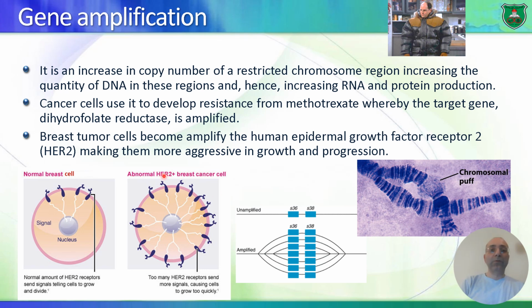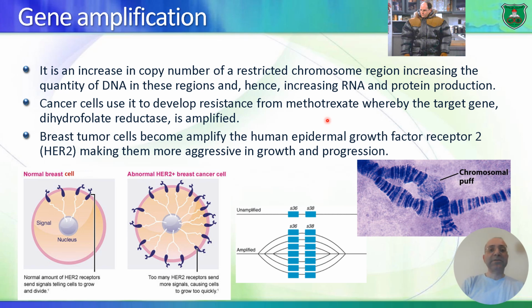Now, this happens naturally, by the way, as a mechanism of fighting drugs, for example, or cells being under stress for one reason or another. Now, cancer cells can take advantage of what is normal, what is natural, what is physiological, and they can utilize this to escape therapy. So cancer cells can use it to develop resistance against methotrexate. We talked about methotrexate as a cancer chemotherapeutic drug in the biochemistry course.